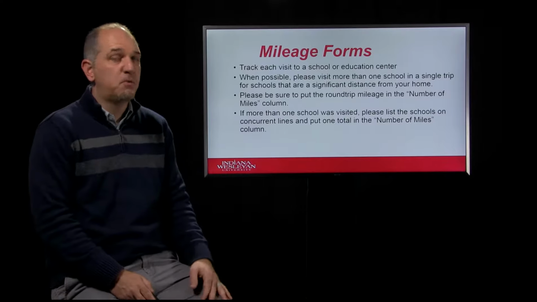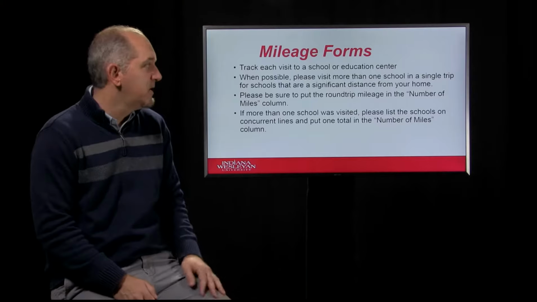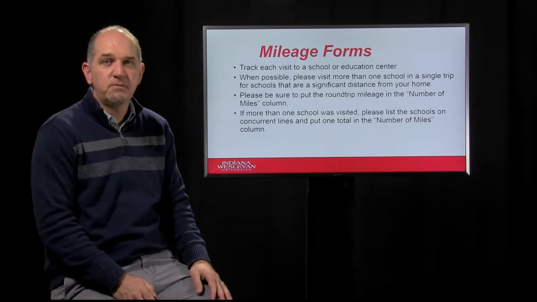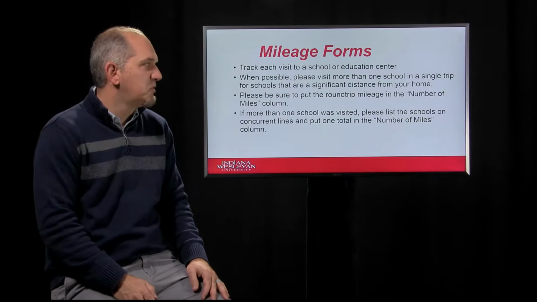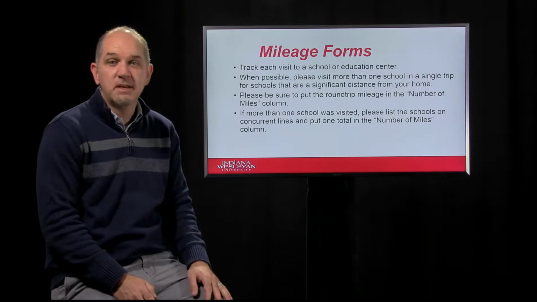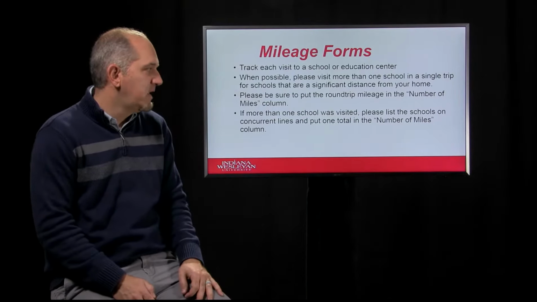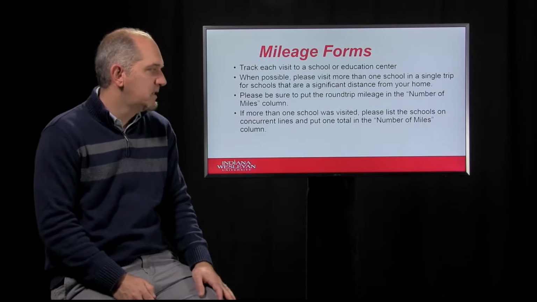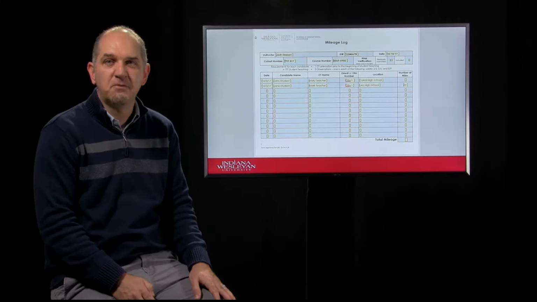Now, for our mileage forms, you'll want to track each visit to the school or education center. And when possible, if you could visit more than one school in a single trip from those that are far from your home, that would be helpful. And then please be sure to put the round trip mileage in the number of miles column, and that'll save some space on there for you. And if more than one school is visited, you can list the schools on concurrent lines and put one total in the number of miles column for that.